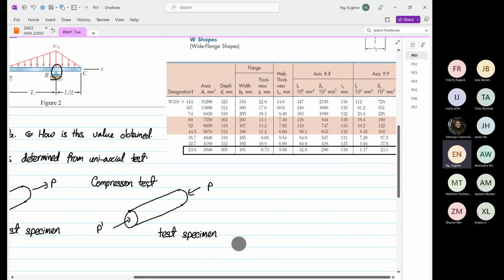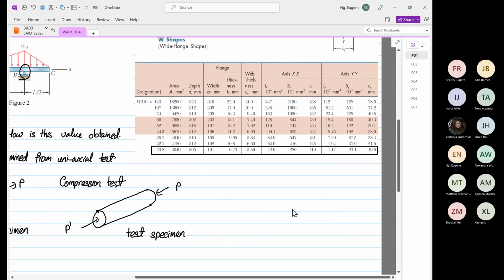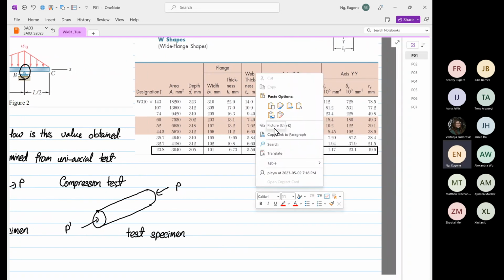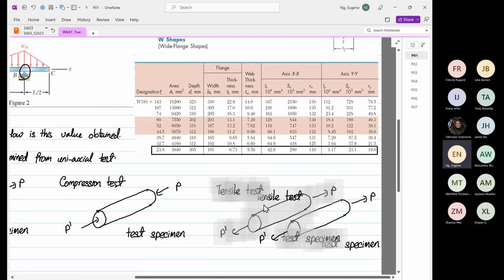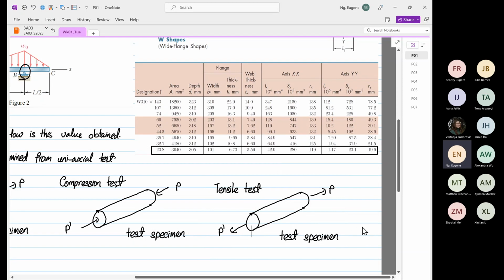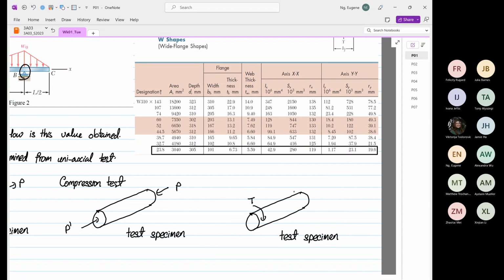Or another thing that they could do, another test that they could carry out, is they will do this now. Okay, so they will induce a torque or a rotation. Okay, so this is known as a shearing test.